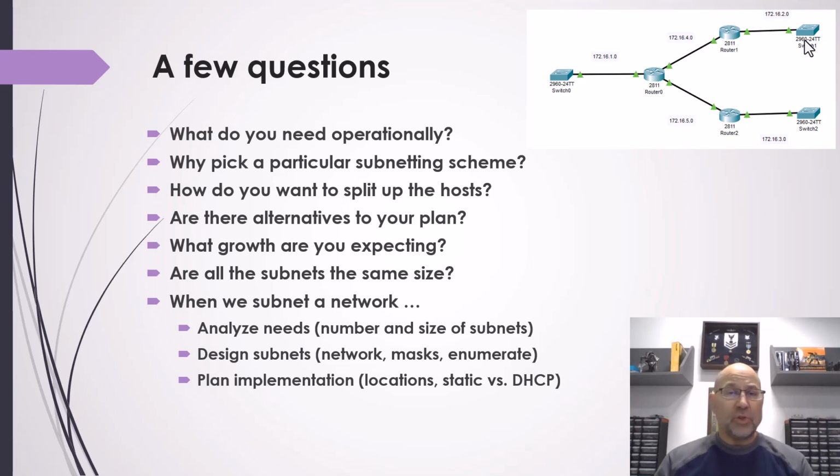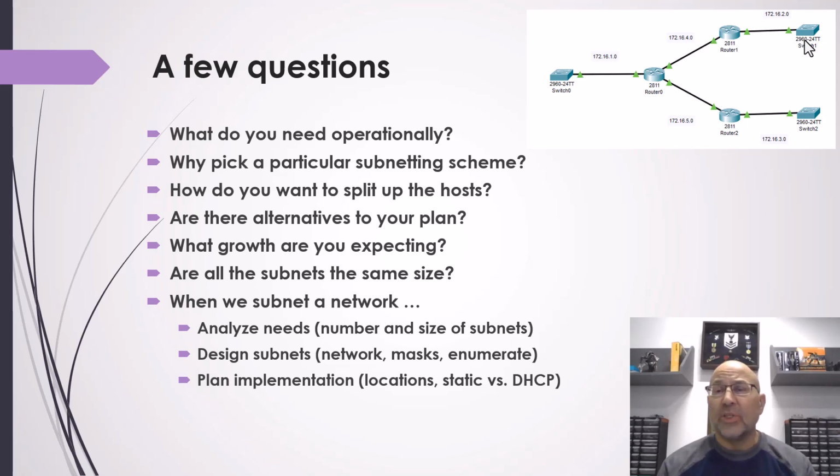And so if you use up all of your address space but have no room for growth, well, then you're going to have to renumber everything later on. So a lot of times we want to leave room for growth. And again, this question of are all the subnets the same size? So in the diagram above me here, we can see that it's a very similar numbering scheme. It turns out that all these subnets are the exact same size. They all are 256 possible addresses in each one, 254 usable.